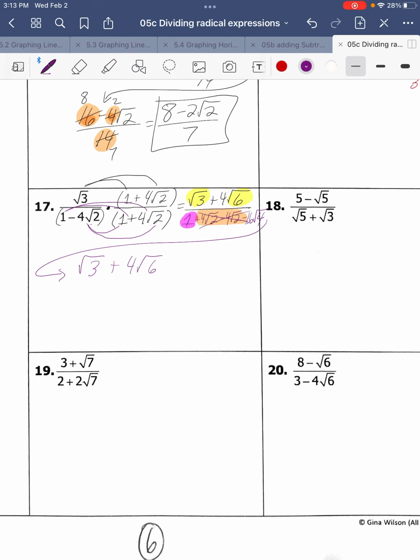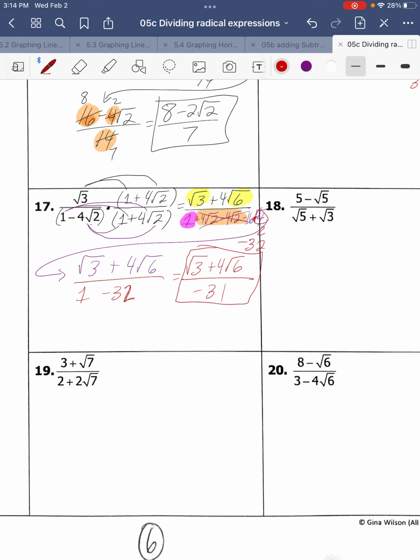We have 4 square root of 2 minus 4 square root of 2. Those will simplify out. We have square root of 4 is 2. Negative 16 times 2 is going to be negative 32. So this is actually going to simplify to 1 minus 32. Which is going to end up being square root of 3 plus 4 square root of 6 over 1 minus 32 is a negative 31. This is a good answer.